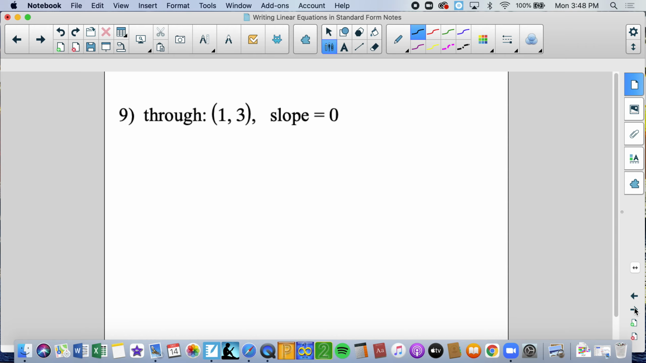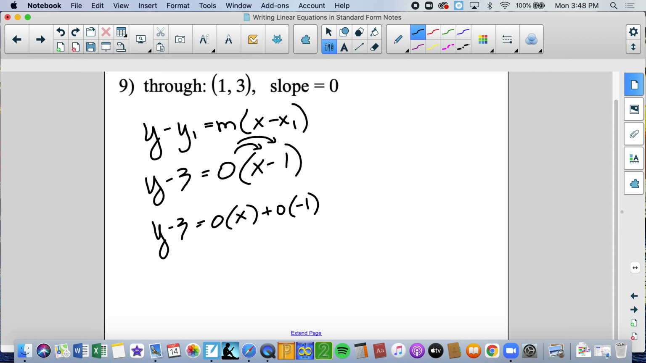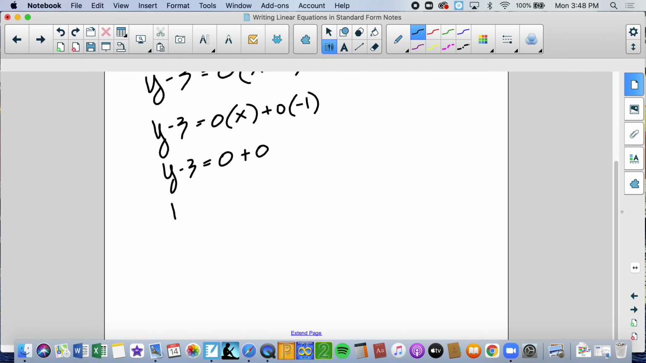We see that our slope is 0. So we're going to plug it into the template. Y minus 3 equals 0 times the quantity x minus 1. We have to distribute that 0 into the parentheses. So that's 0 times x plus 0 times -1. Y minus 3, 0 times x is 0. 0 times -1 is 0. So that simplifies to y minus 3 equals 0.